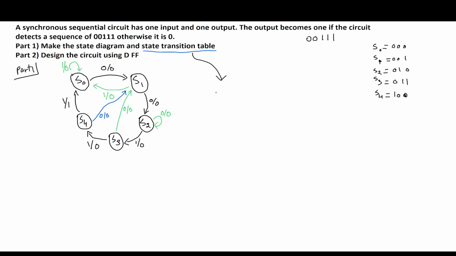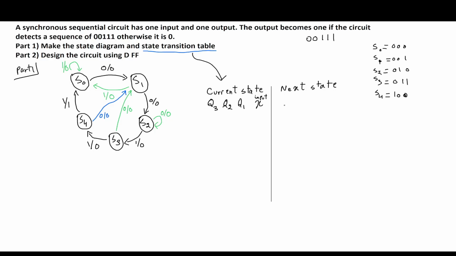In the state transition table, we have the current state, and then we have the next state. So we said each state is 3 bits. So let's give them some generic names. So let's say this is Q3, Q2, and Q1. Then because we're using Mealy machine, the output is a function of the state and the input. The input is X. So this is our input.